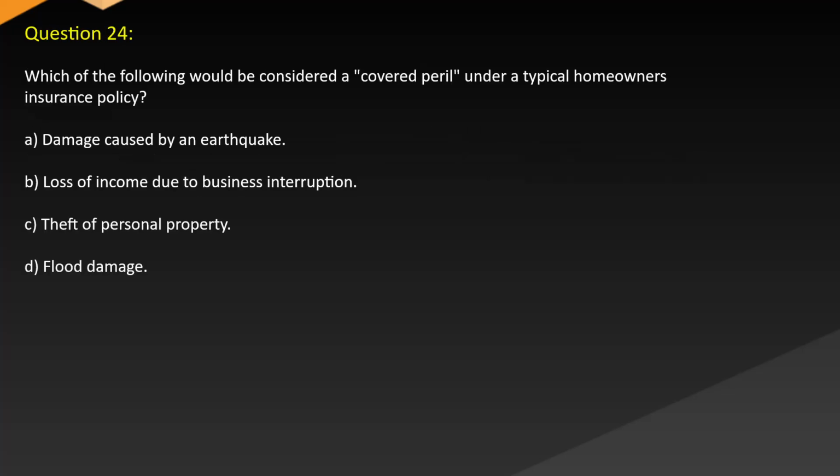Question 24. Which of the following would be considered a covered peril under a typical homeowner's insurance policy? A. Damage caused by an earthquake. B. Loss of income due to business interruption. C. Theft of personal property. D. Flood damage.